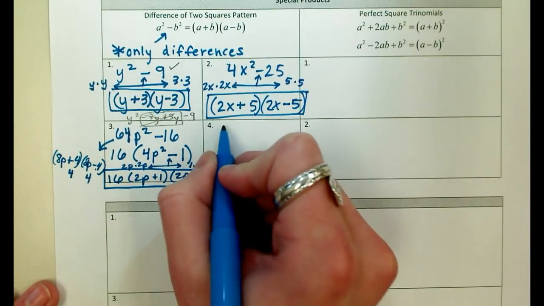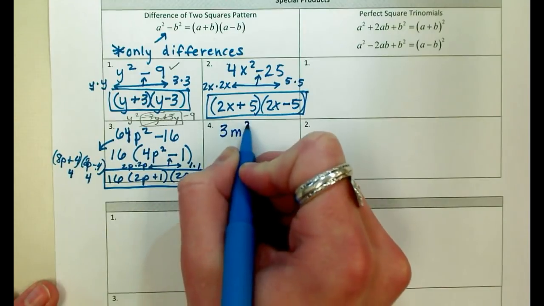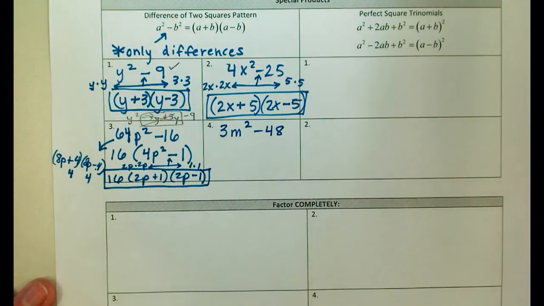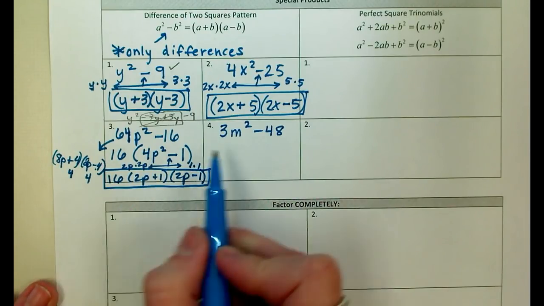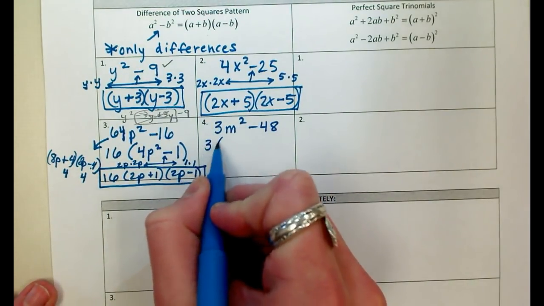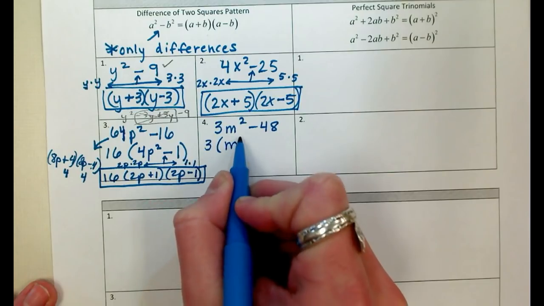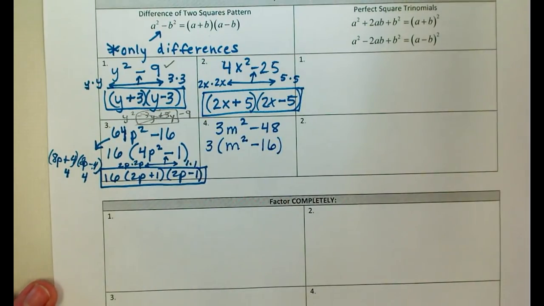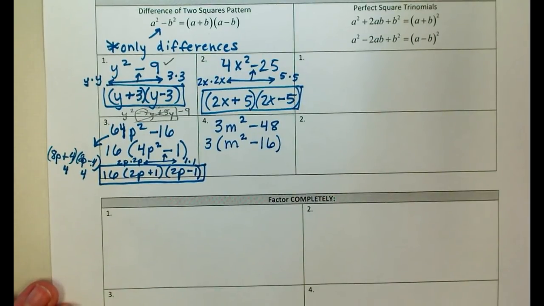Okay, number 4. 3m squared minus 48. These are not perfect squares, but they do have a GCF. The GCF between 3m squared and 48 is 3. So this leaves behind m squared minus 16. Okay, pause the video and try factoring this one out.